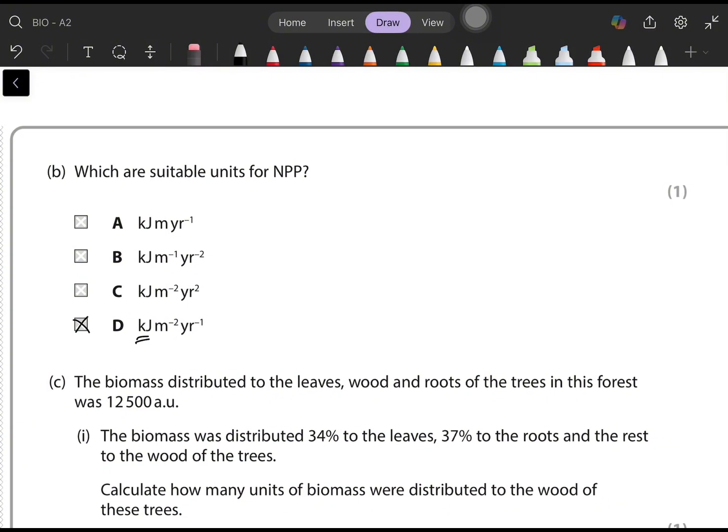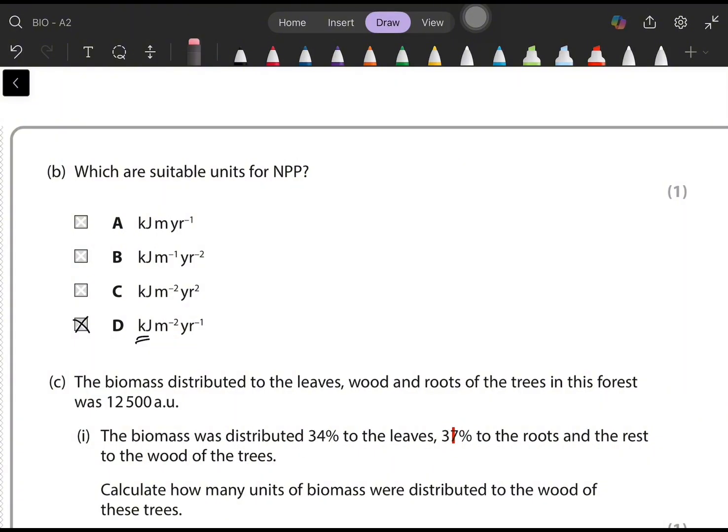The biomass distributed to the leaves, wood, and roots of trees in this forest was 12,500 arbitrary units. The biomass was distributed 34% to the leaves and 37% to the roots, and the rest to the wood of the trees. Calculate how many units of biomass were distributed to the wood of these trees.